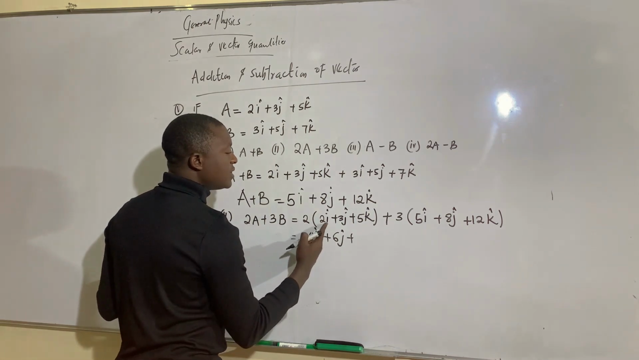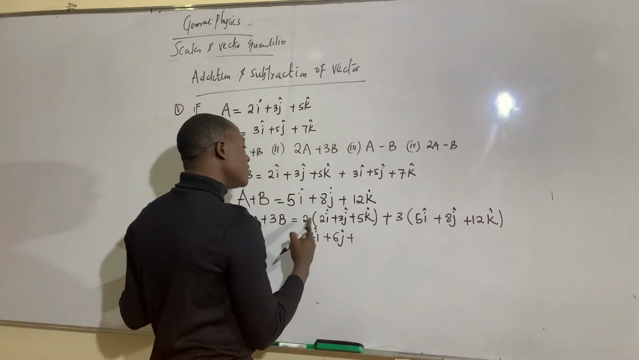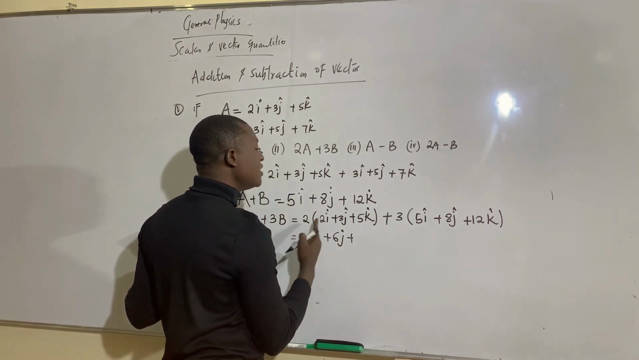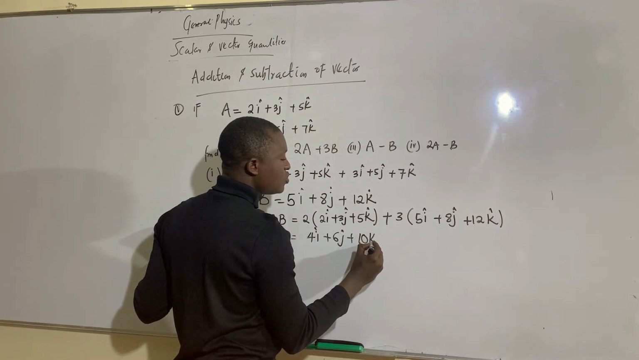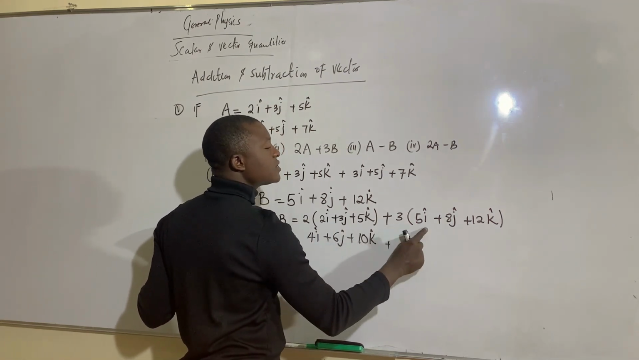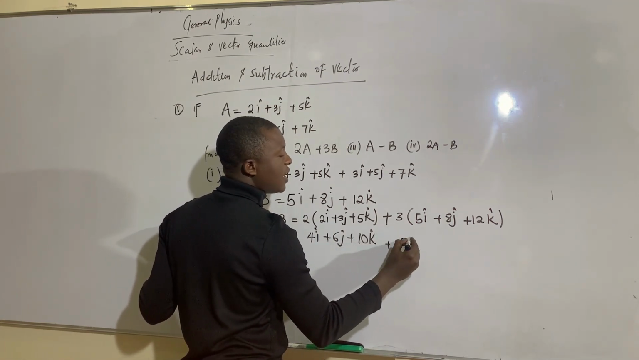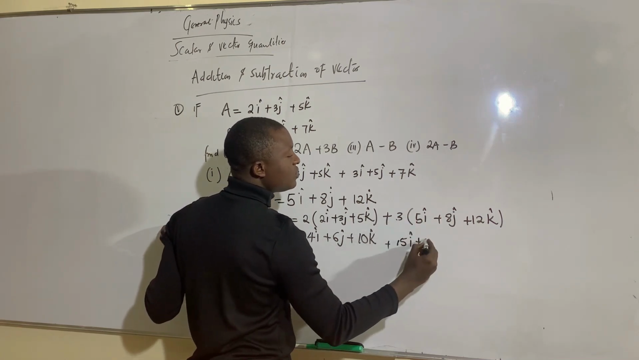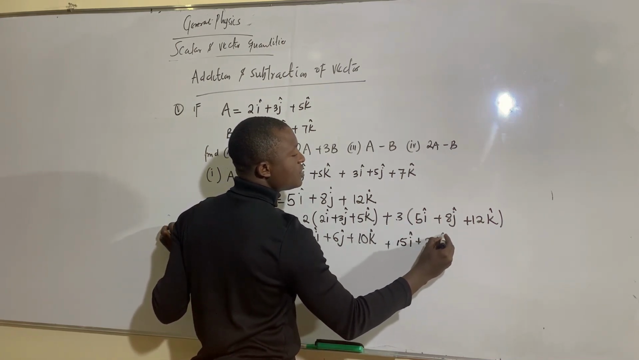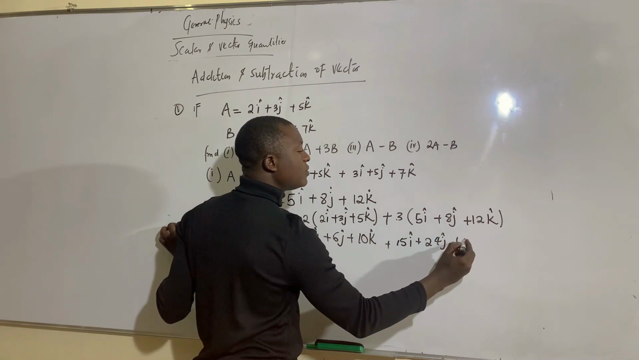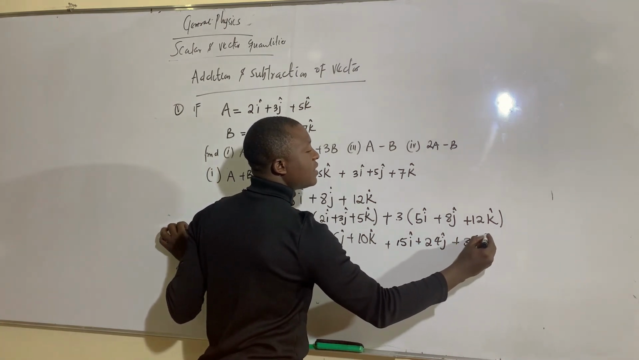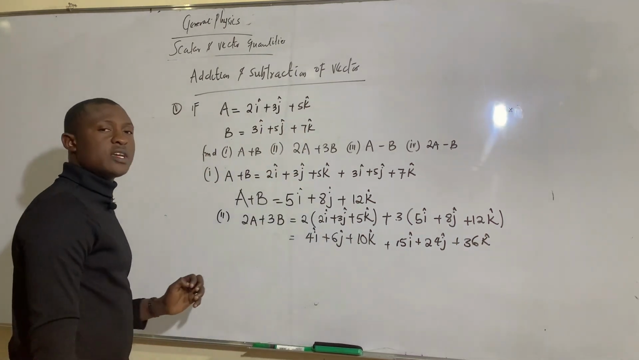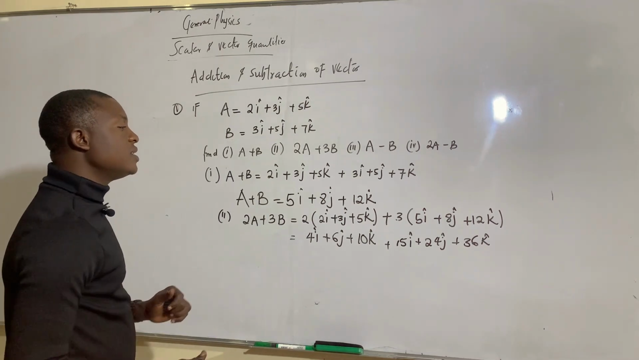So now 2 times 2i, we have 4i. 2 times 3j, we have 6j. 2 times 5k, of course, we are going to have 10k. Then 3 times 5i, we are going to have 15i. 3 times 8j, we are going to have 24j. Then 3 times 12, we have 36k.